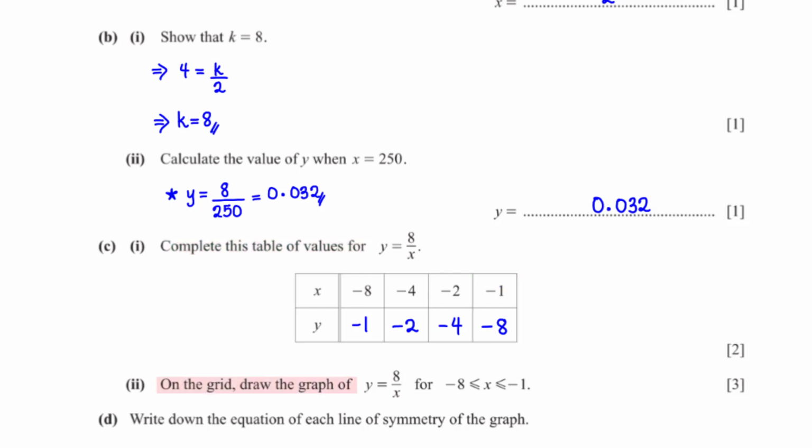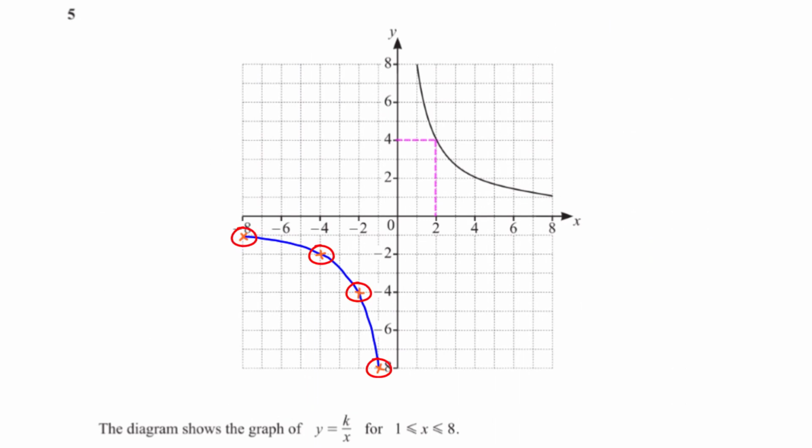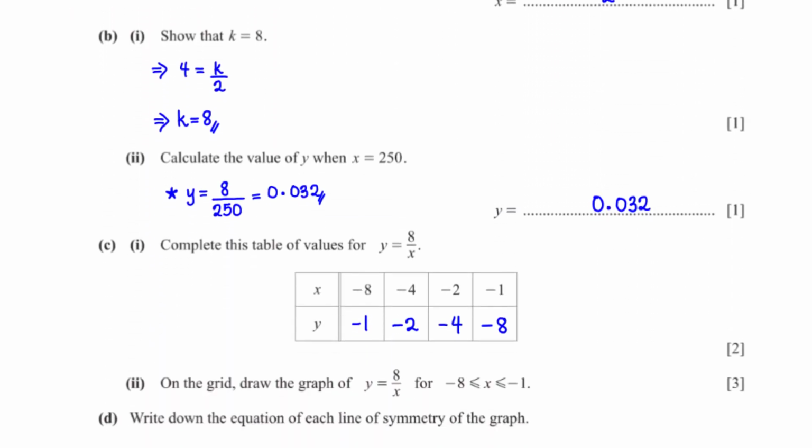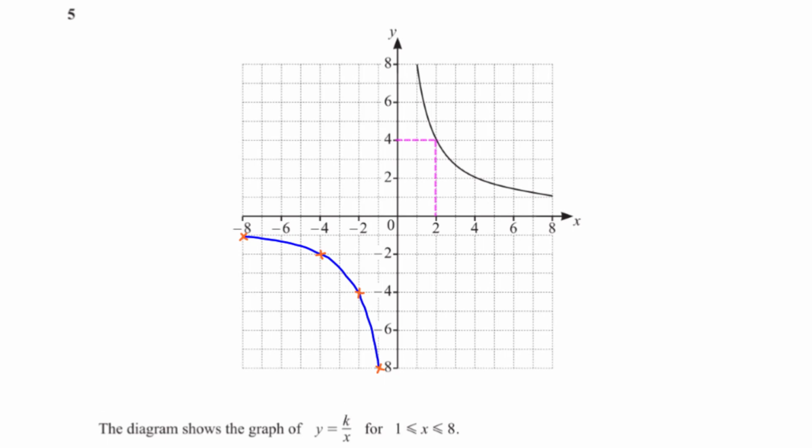On the grid, draw the graph of y equals 8 over x for x greater than or equal to -8 and less than or equal to -1. So on the grid, we plot all the points in the table and connect the points with a smooth line. Write down the equation of each line of symmetry of the graph. The two lines of symmetry of the graph are y equals x and y equals negative x.